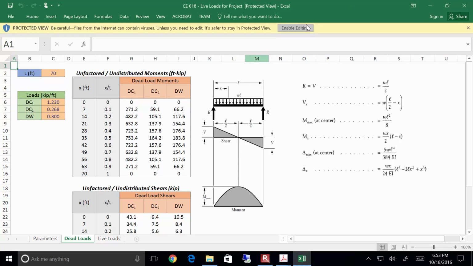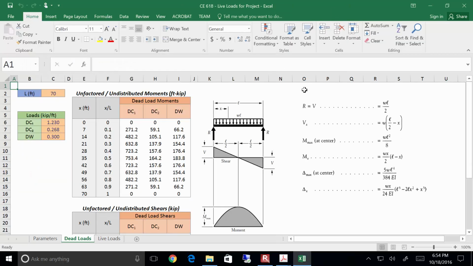So this spreadsheet will compute your shears and moments according to however long your beam is and whatever your DC1, DC2, and DW is. So for instance, if I say this beam is in fact 80 foot long, it changes all the moments and shears. If my DC1 is instead 1.35, there you go, your DC1 values change. Make sense? So you can just input that and it'll update it for you pretty easily.